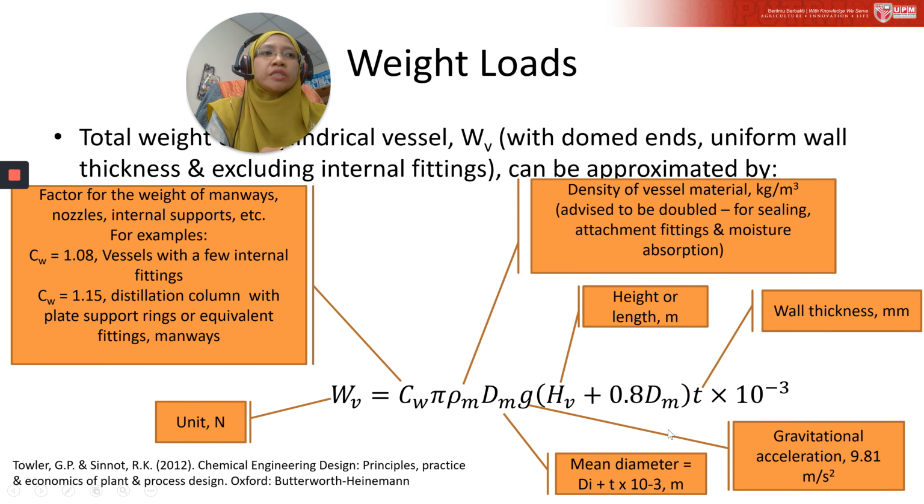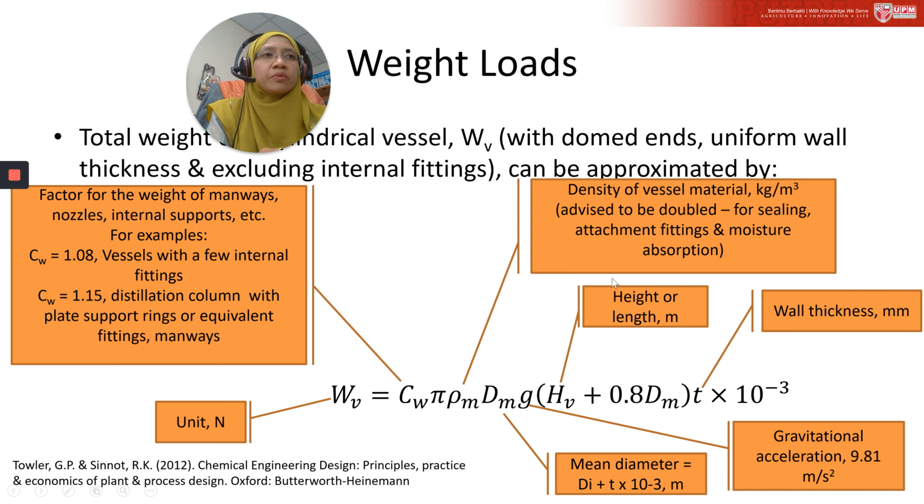So we can use this equation. This equation requires some parameters. As you can see here, the weight loads unit is Newton, and then you need a factor for the weight of manways, nozzles, internal supports. For example, we use 1.08 for a vessel with a few internal fittings, and a factor of 1.15 for a distillation column with plate support rings or equivalent fitting manways.